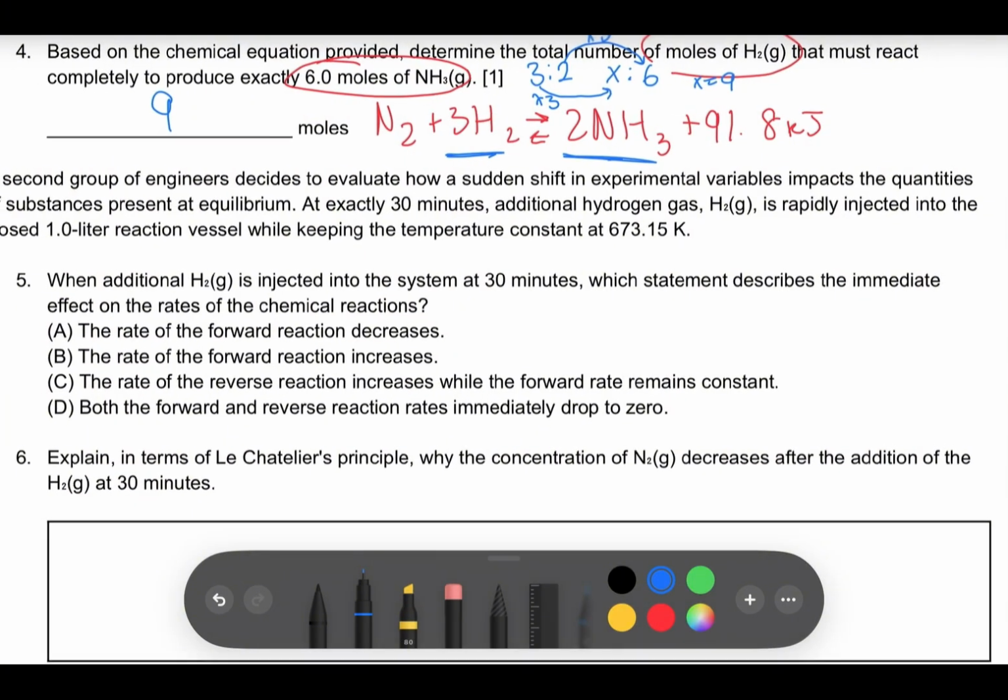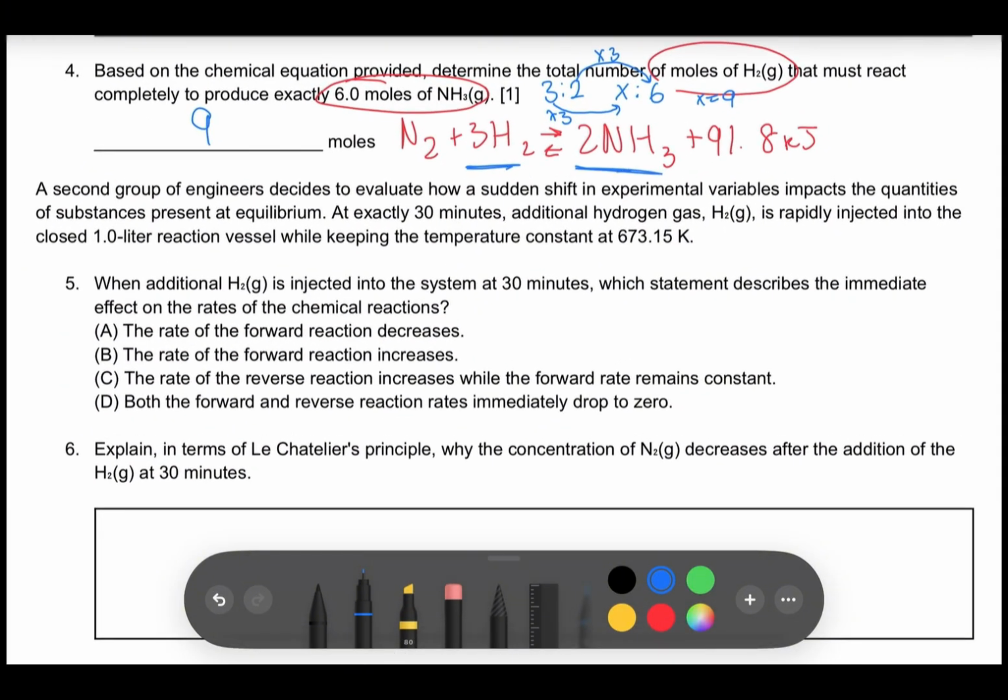quantities of substances present at equilibrium. At exactly 30 minutes, additional hydrogen gas is rapidly injected into the closed 1.0 liter reaction vessel while keeping the temperature constant at 673.15 Kelvin. Well, if we're adding more hydrogen gas, that means we're adding more to our reactant side. So let's just keep that in mind. We're adding to reactants. Therefore, we're adding stress. We're impacting the system. So we're adding stress to the reactants.